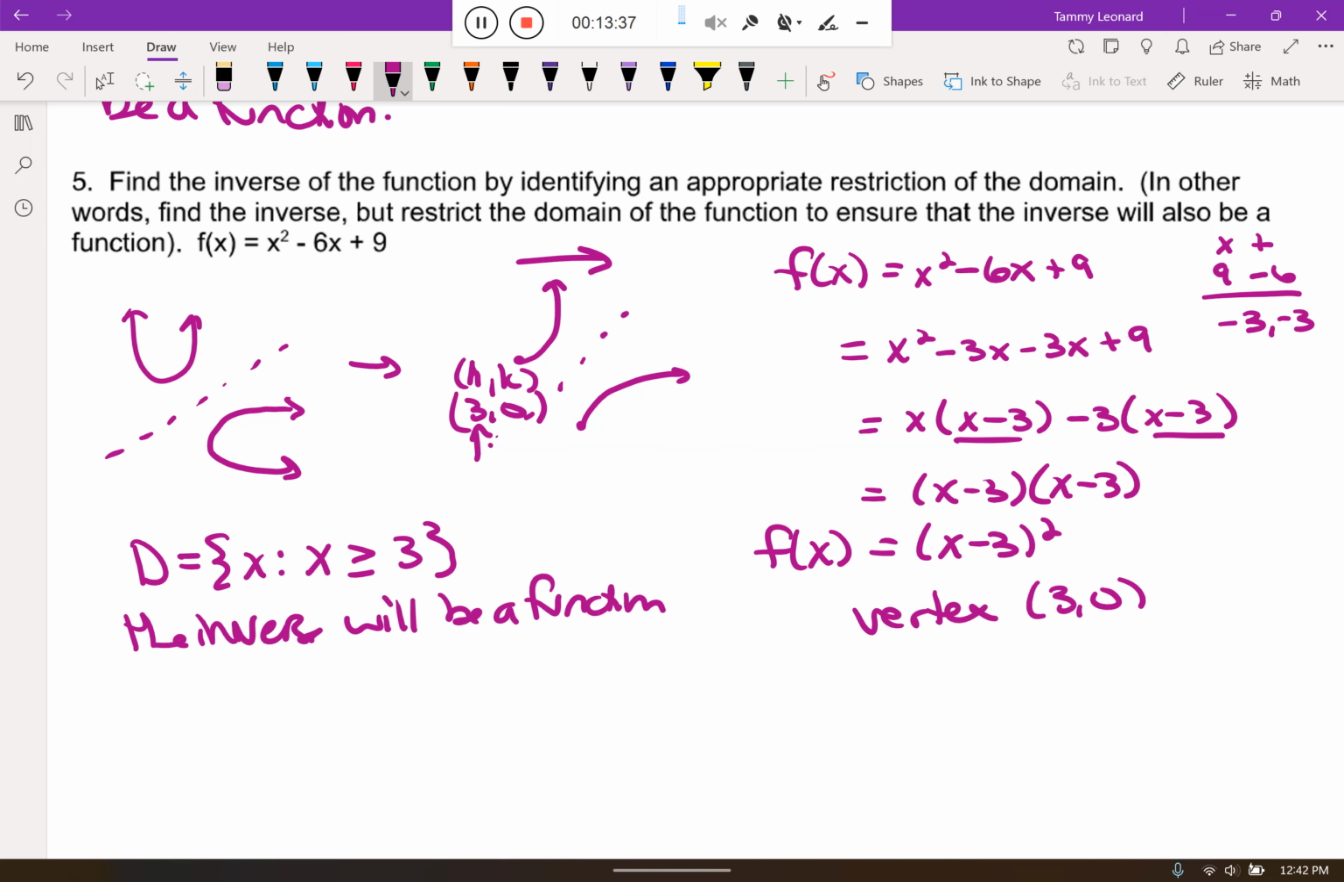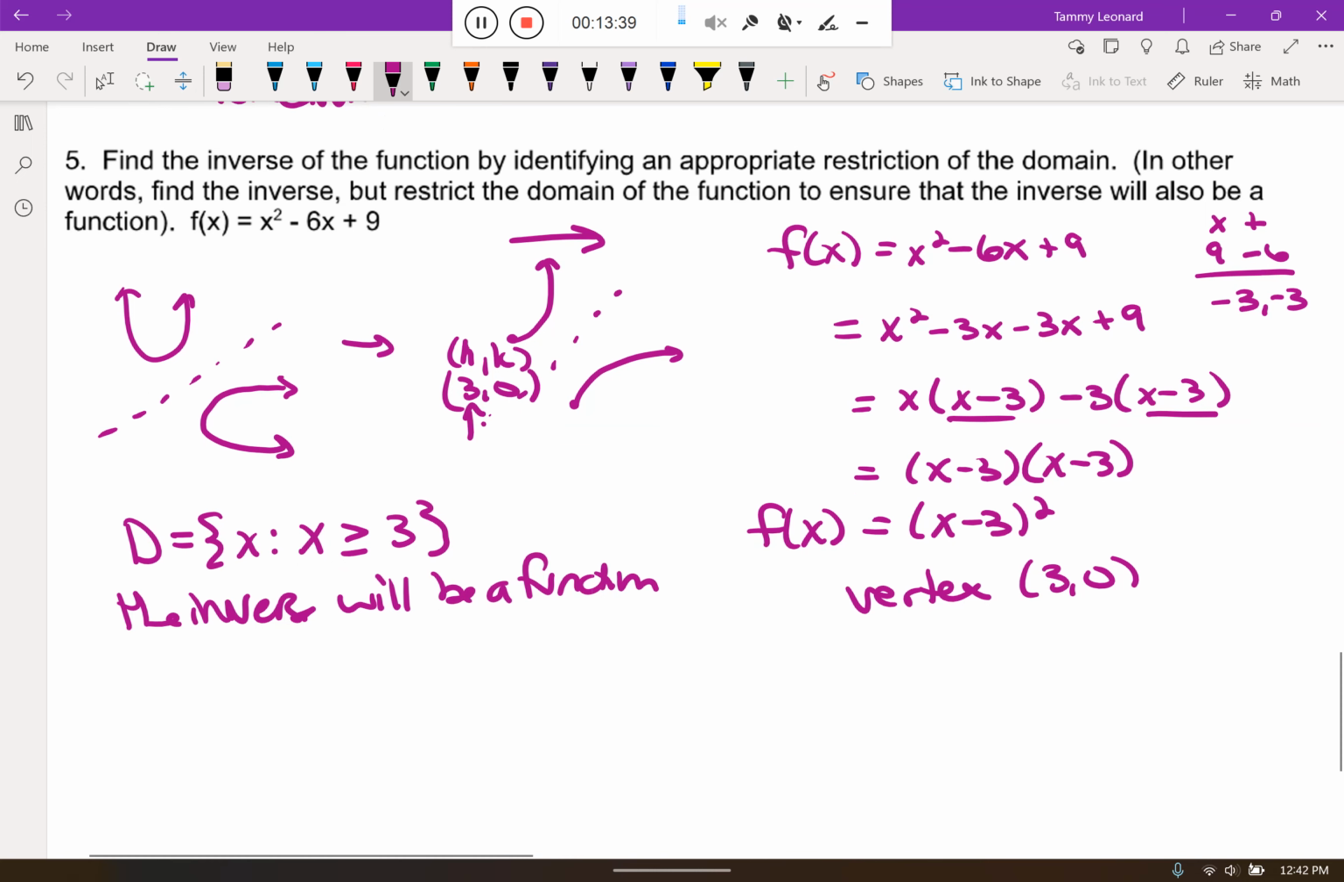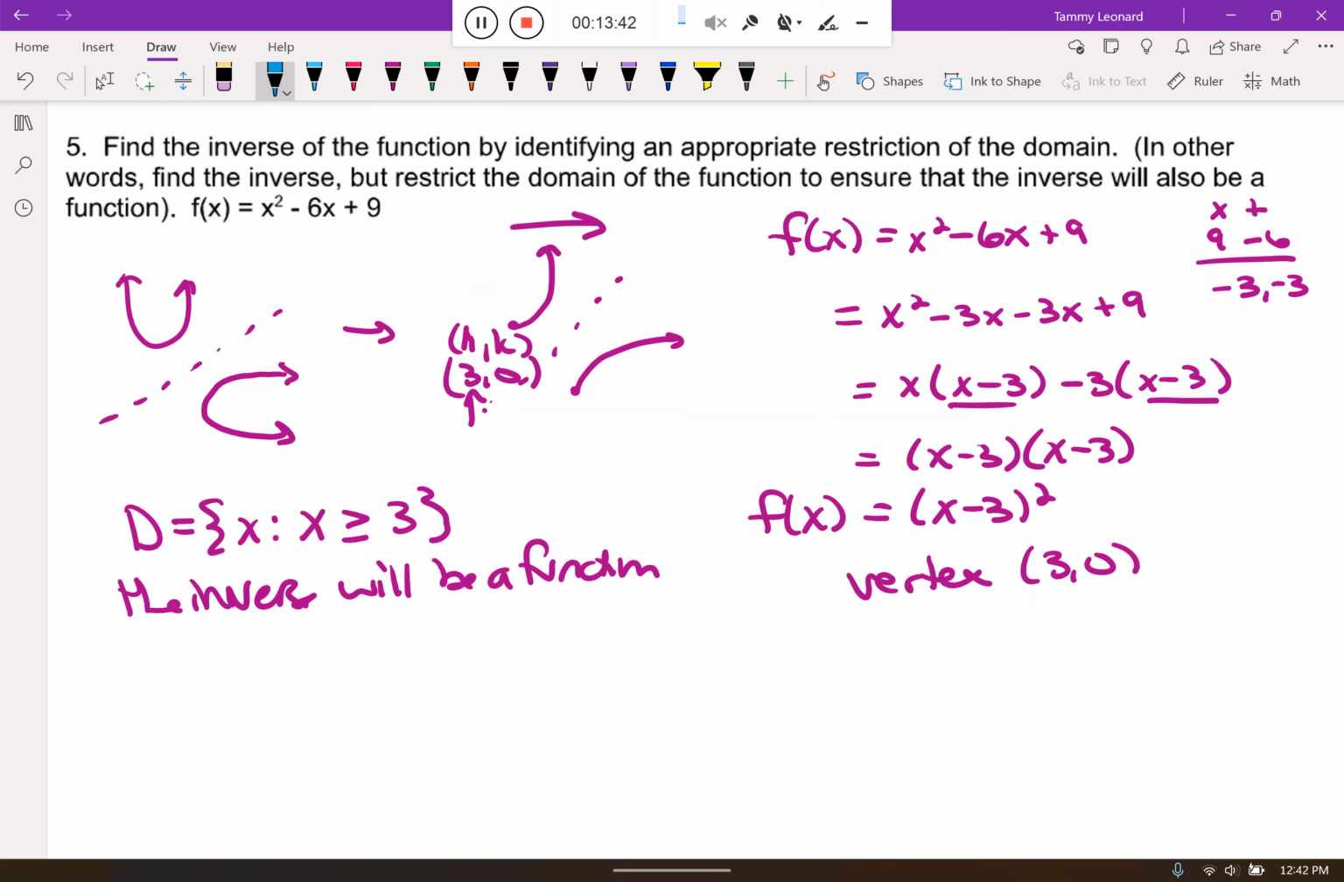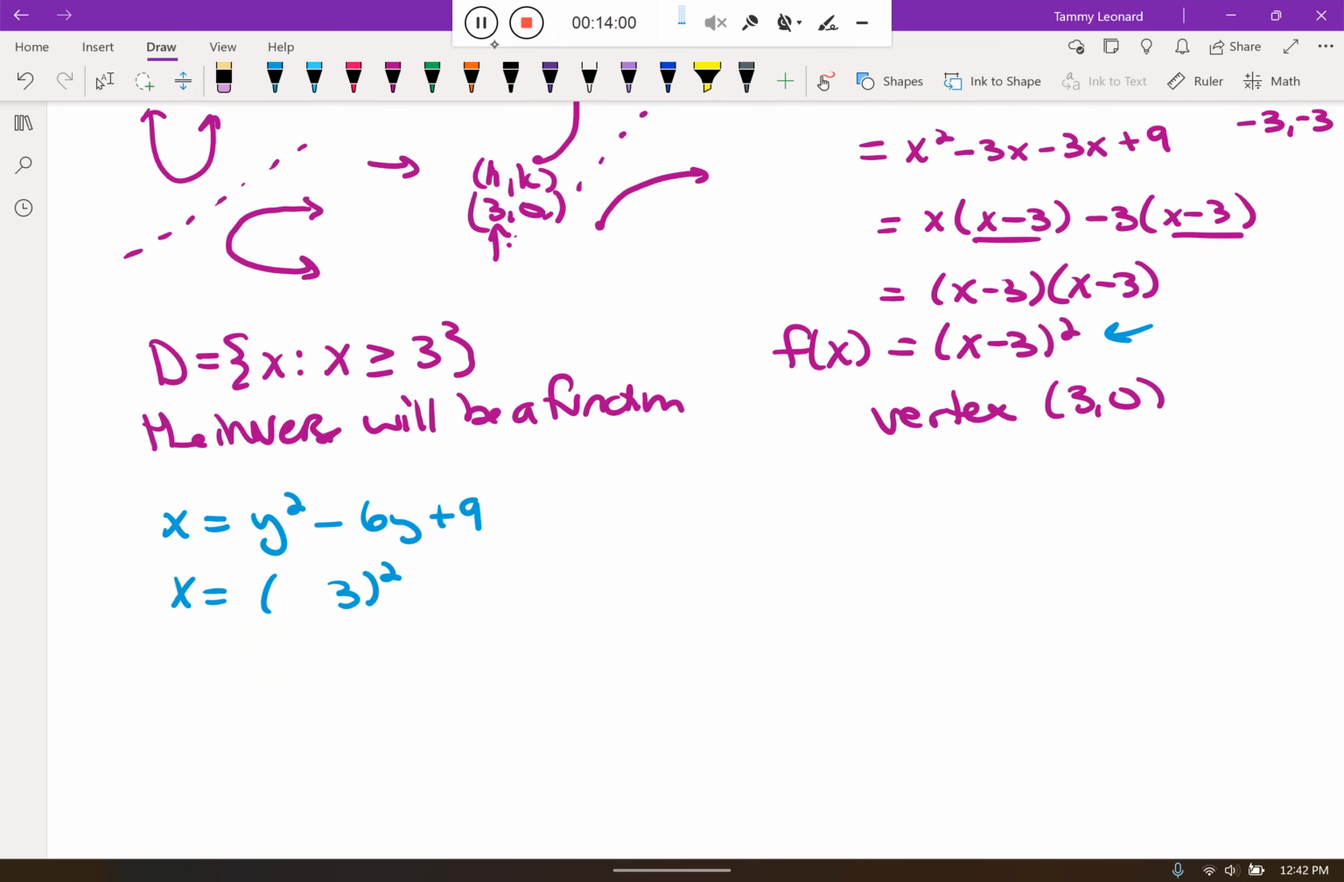So I am still supposed to find that inverse. So we need to do the typical process of swapping x and y. So x equals y squared minus 6y plus 9. But notice that's a little awkward to solve. Let's make use of this factored form we came up with. If instead I say x equals y minus 3 squared, because we swapped x and y.